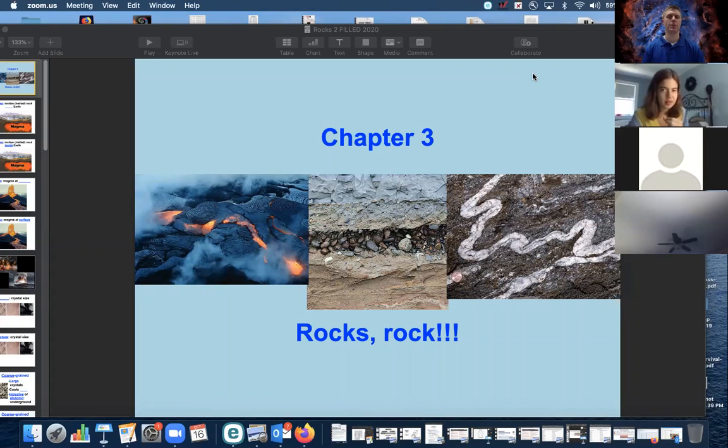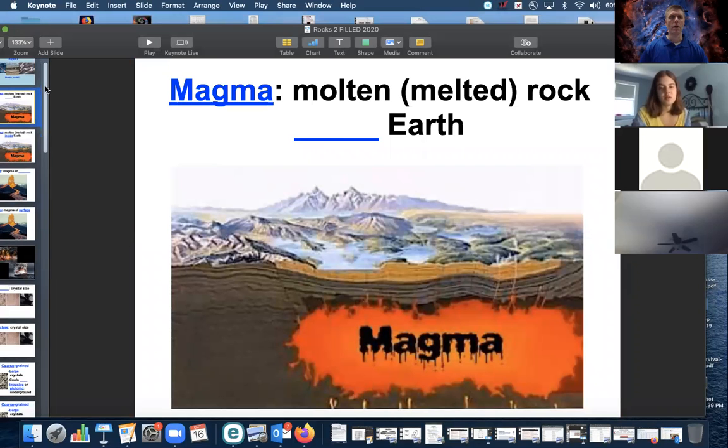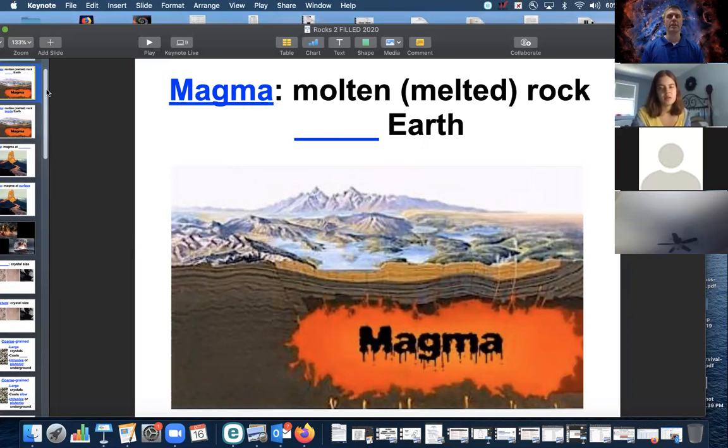Okay, so this is the second set of notes for rocks. The first one was kind of an introduction or an overview. Today is going to be more specific about the igneous rocks. So the first one, if you remember, the one thing that all igneous rocks have in common is that at one point in time, they were all heated up to the point where they melted. They were molten.